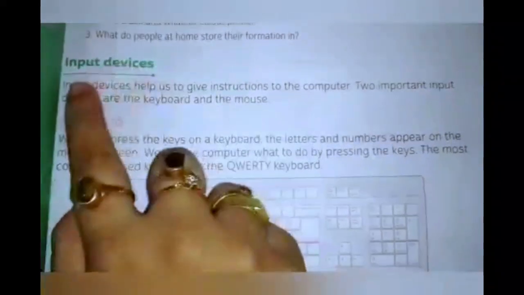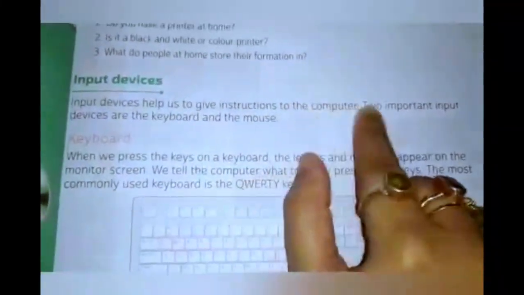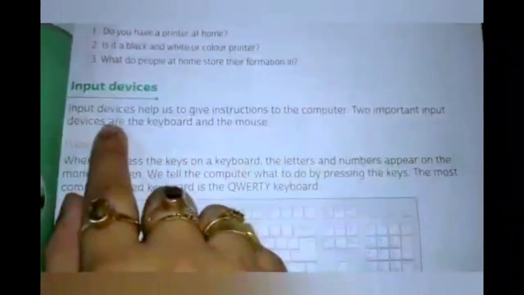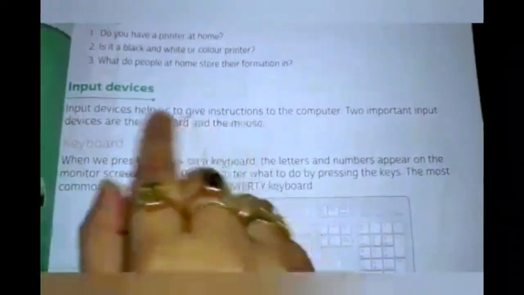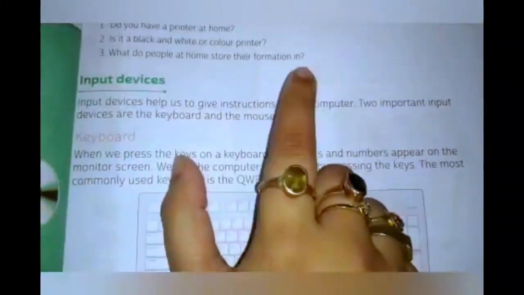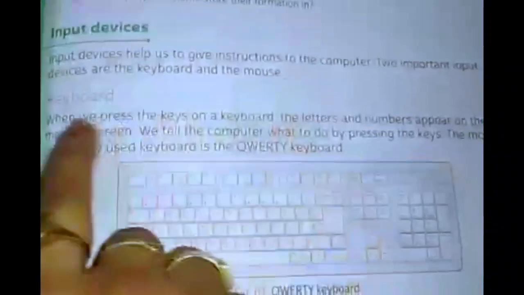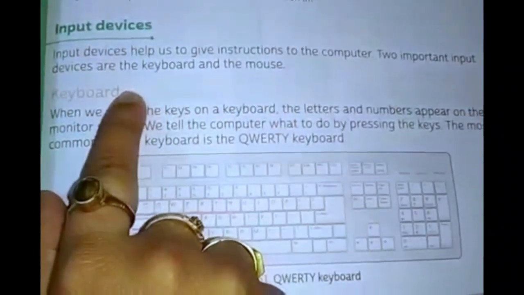Input devices. Input devices help us to give instructions to the computer. Two important input devices are the keyboard and the mouse. Input devices help us to give instructions to a computer. Examples of input devices are keyboard and mouse. So now we'll learn about the keyboard.